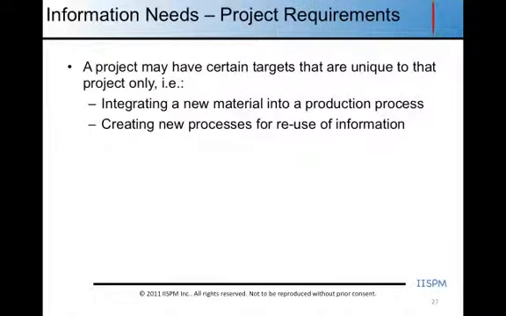The project will have certain targets as well that are unique only to that project. So for instance, if we're creating something new, and we might be introducing a new material into a production project or production process, we have to know how that material is being created. Is it new? Is it a reused material? Is it a unique source, virgin source material? And we may be looking at creating new processes for reuse of information. All of these are project-specific requirements.